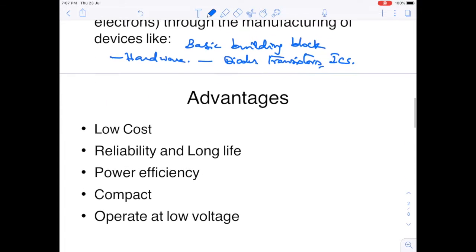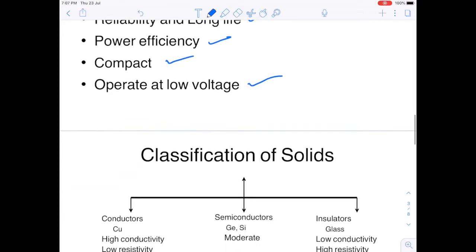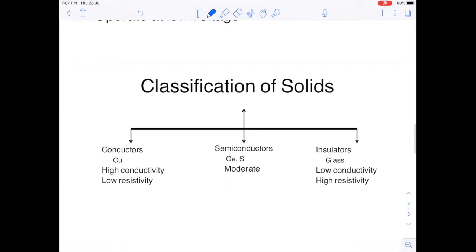Then what are the advantages which make them attractive for technological applications? They have low cost, they are reliable, and they have a long lifespan. They are power efficient, which means there is not much loss of energy, they are small in size and compact, and they can be operated at low applied voltages. So, these are the advantages that make them important materials.